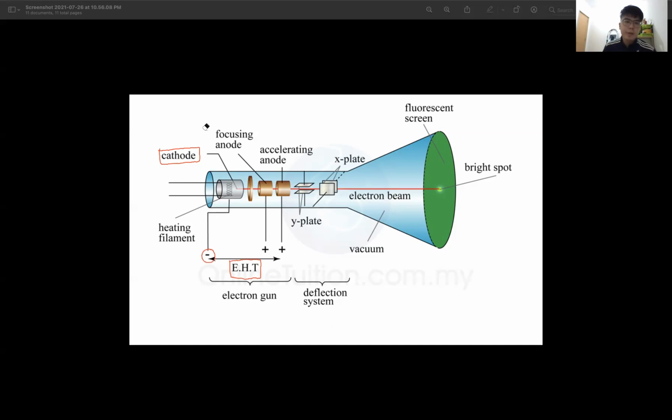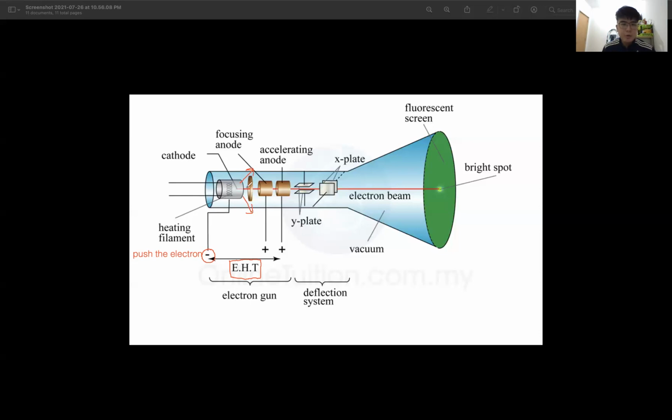Why? This is to further push the electron out from the metal. Push the electron because electron is negative. So if I connect it to negative, then the negative potential will further push the electron, forcing them come out from the cathode. Okay, that's why I connect here also. When the electron comes out, they are scattered, and you can see this ring here.